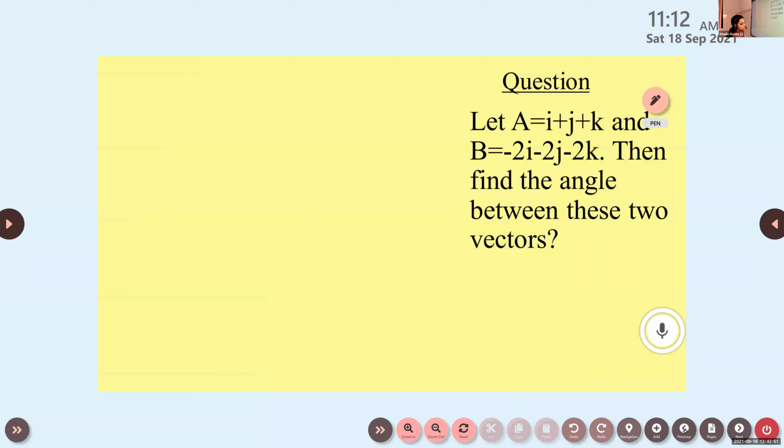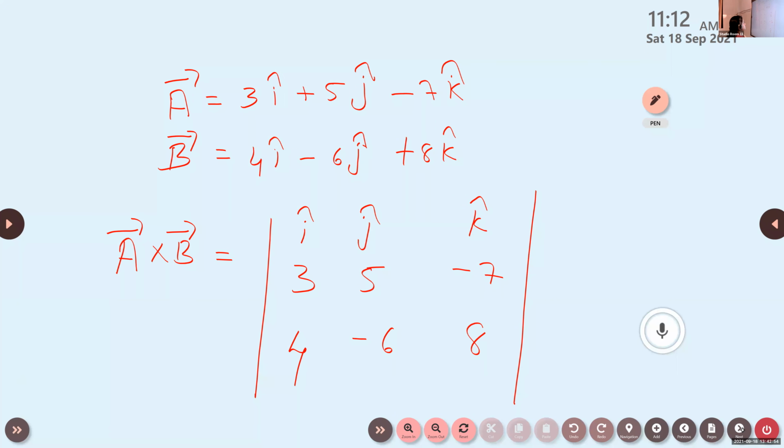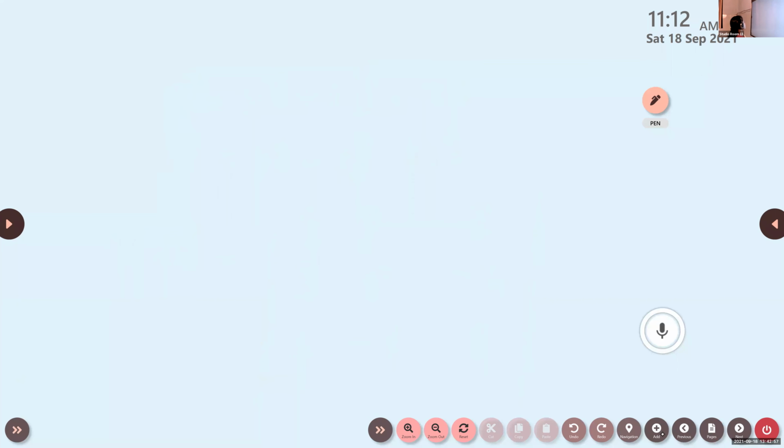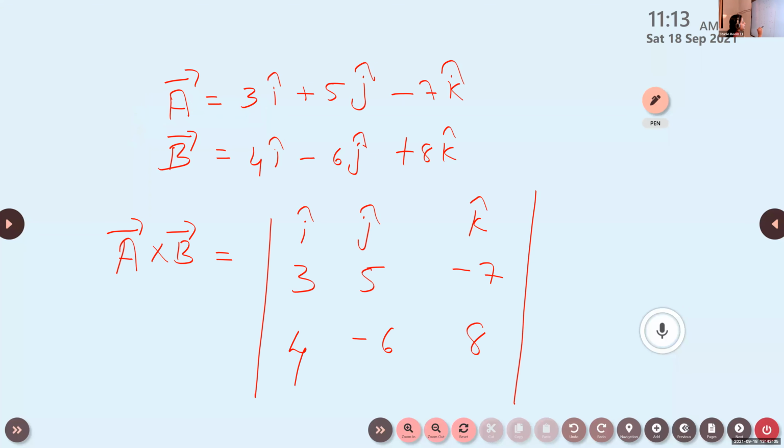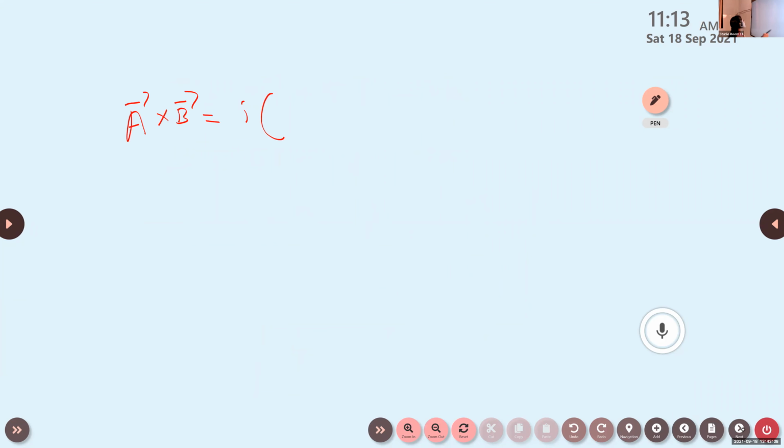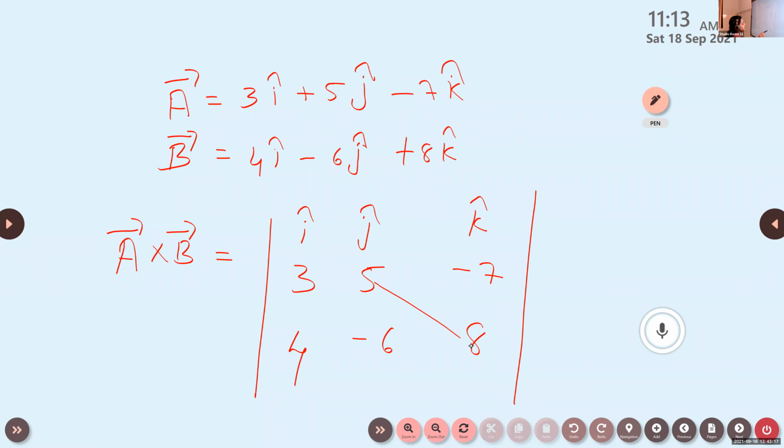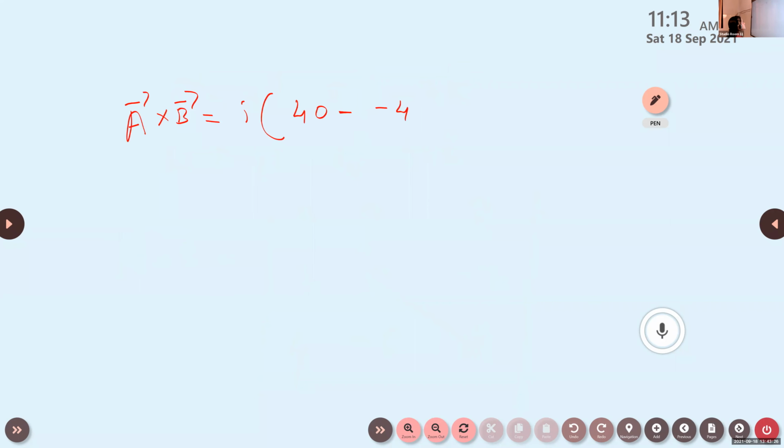So it becomes vector A cross B equal to I into 40 minus 42. Is it minus 42 or plus 42? Plus 42. 8 into 5 is 40, minus 6 into minus 7 becomes plus 42. Okay, so plus 42. So 40 minus 42.